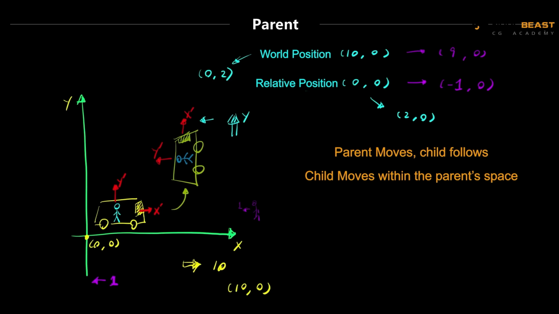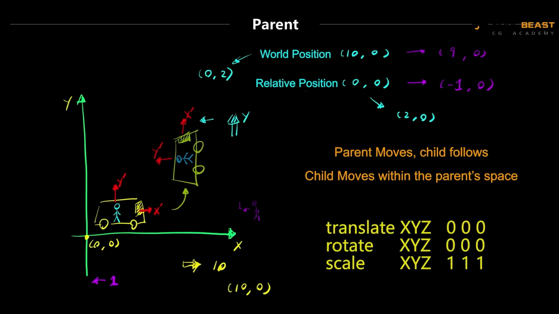Now let's map all these things into 3D space. In 3D, in the channel box, we have translate, rotate, and scale. We have translate XYZ, rotate XYZ, and scale XYZ.